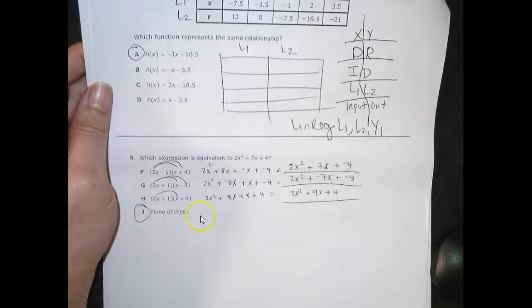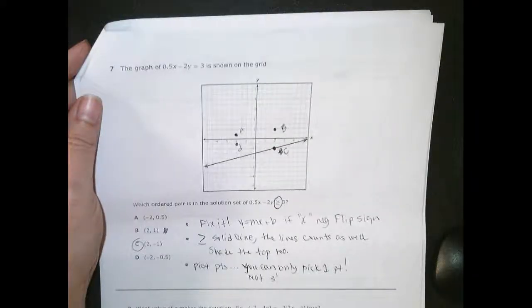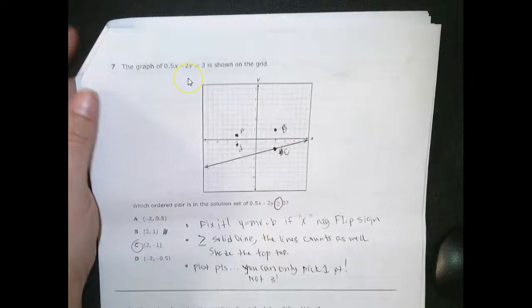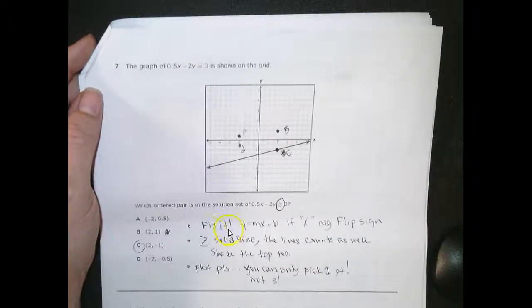And by the way, the answer was none of the above because they didn't work. Question 7, there's that graph. Now that would be great to type it in, but too bad it's not fixed. You have to fix that. Fix it, I said so right here.